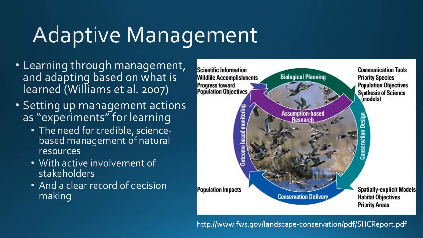Adaptive management is a process that we use whereby we learn through doing and then adapting our management strategies based on what we learn. Basically, our management actions are small experiments that are based on meeting science-based credible alternatives for natural resource management. The process has been widely used by the Department of the Interior and actively involves stakeholders that will share in the outcomes of the process. Adaptive management provides a clear record of the decision-making events.